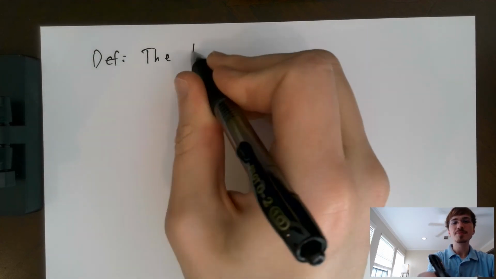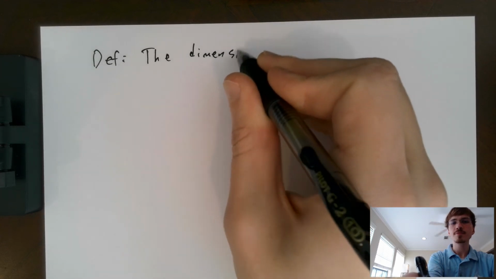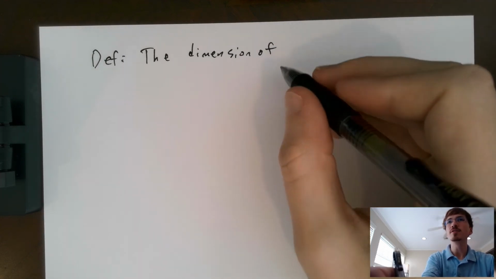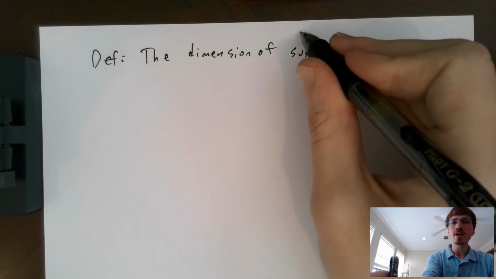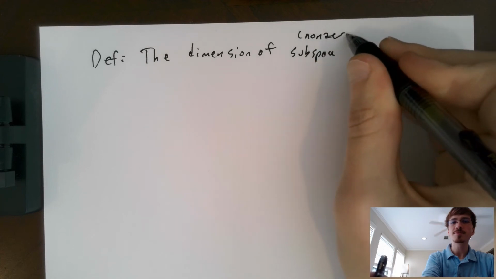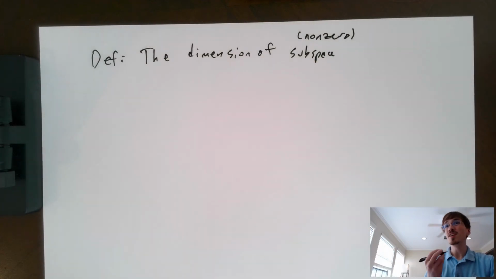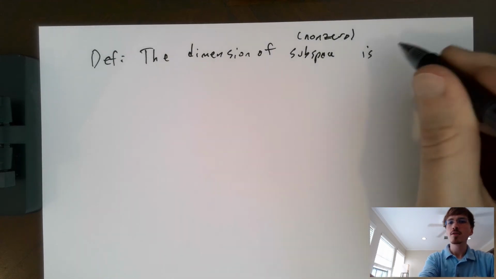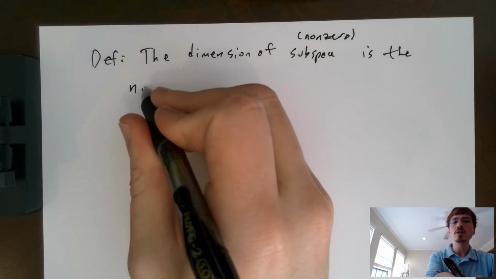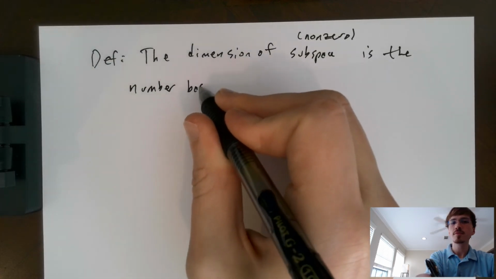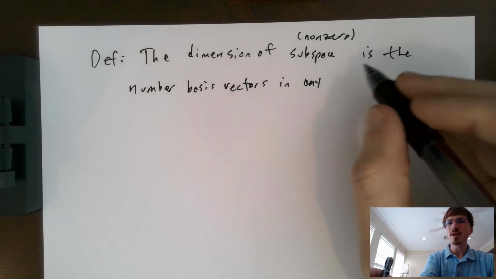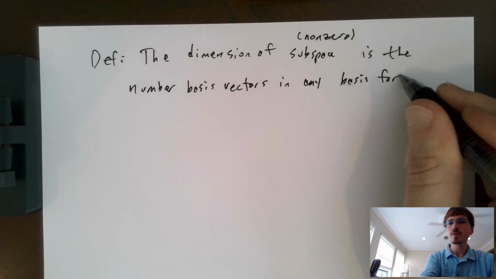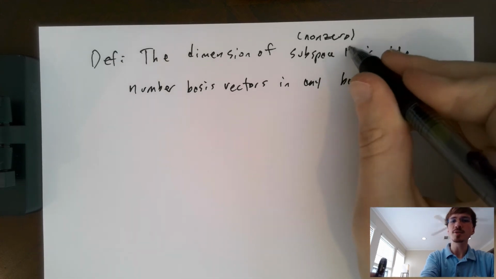The dimension of a subspace, or a vector space if you're in a general vector space. The dimension of a subspace, and suppose that we have a non-zero subspace, because we'll see that there's a wrinkle if you have a subspace that's just the zero vector. But suppose we have a non-zero subspace. The dimension is the number of basis vectors in any basis for H. And our subspace is called H.